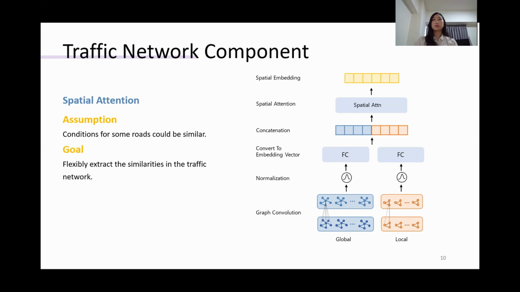Conditions for some roads could be similar. For instance, adjacent roads may have similar traffic conditions in a traffic network. The key idea is to flexibly extract the similarity in the traffic network. The spatial attention mechanism is designed to recognize which parts of the road are more similar and may require the model to pay more attention to.